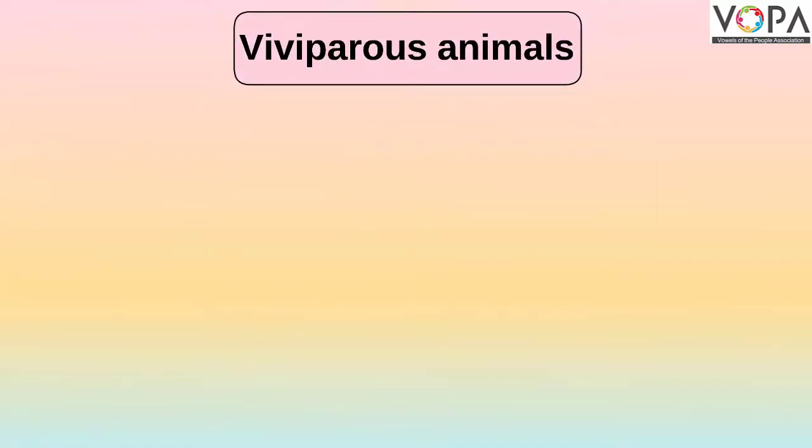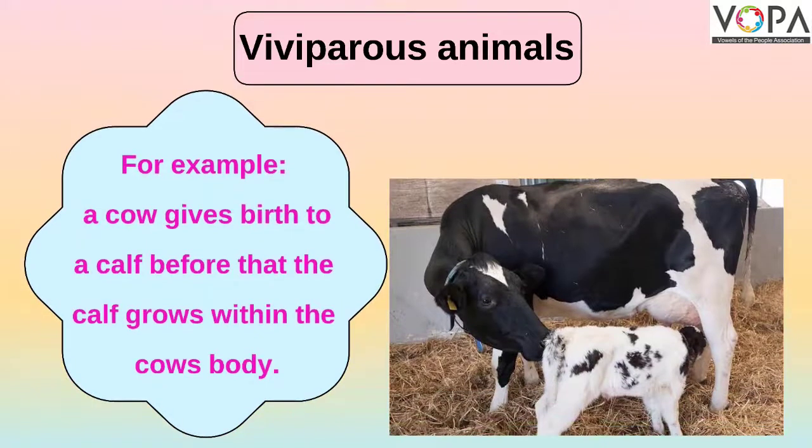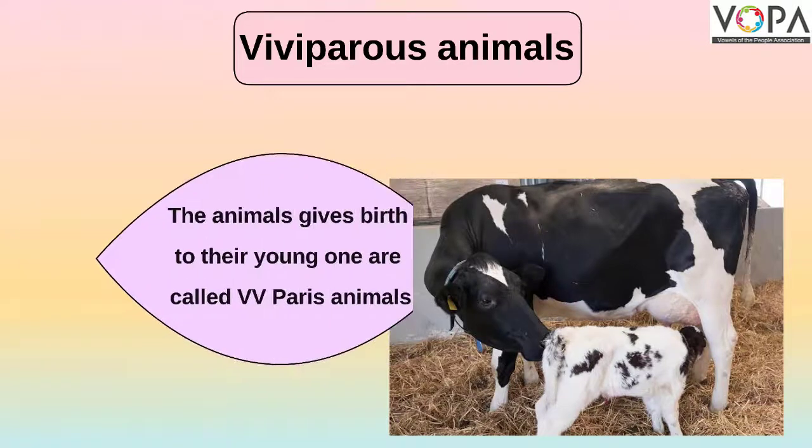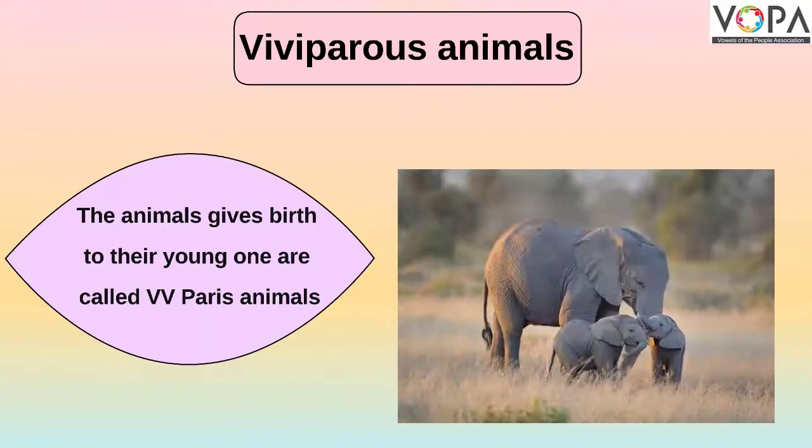Viviparous animals: the animals which give birth to their young ones are called viviparous animals. For example, a cow gives birth to a calf. Before that, the calf grows within the cow's body. Cow, dog, cats, elephant, human beings are examples of viviparous animals.